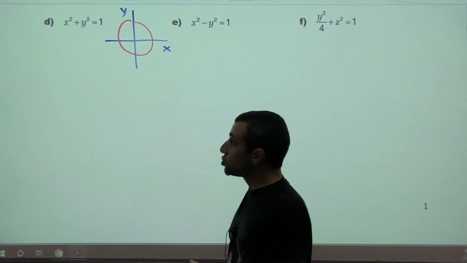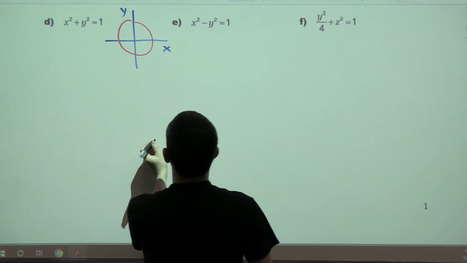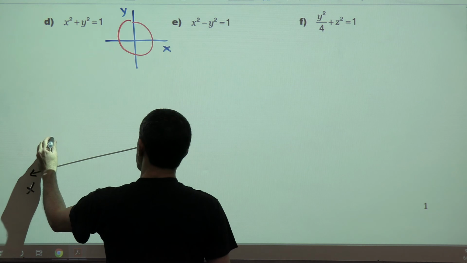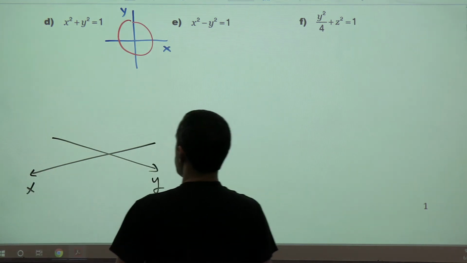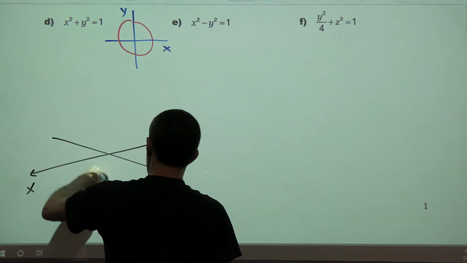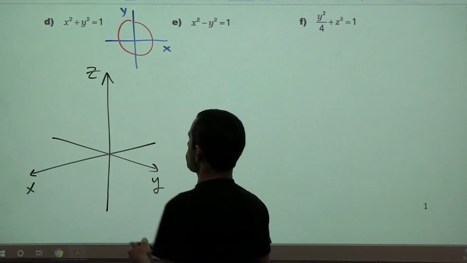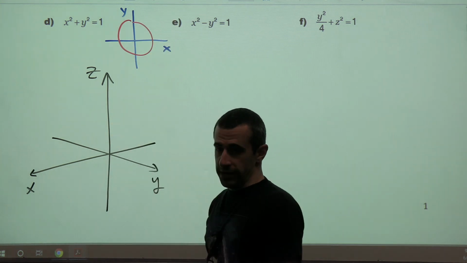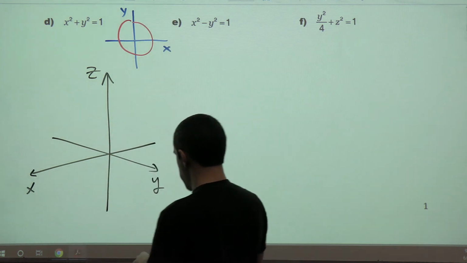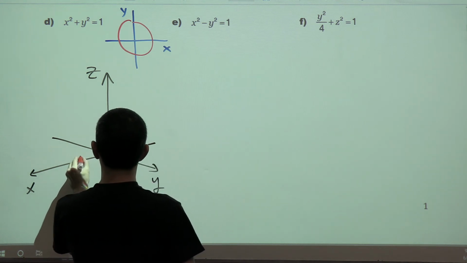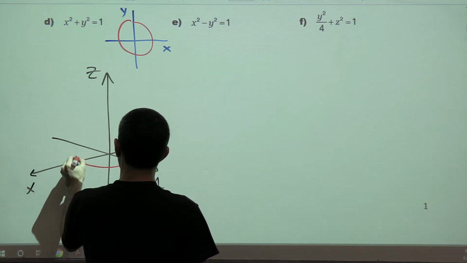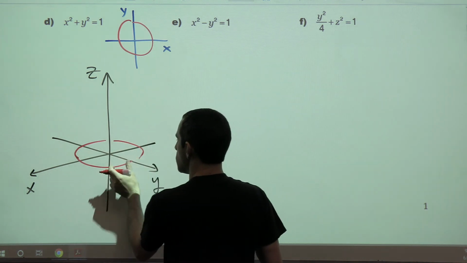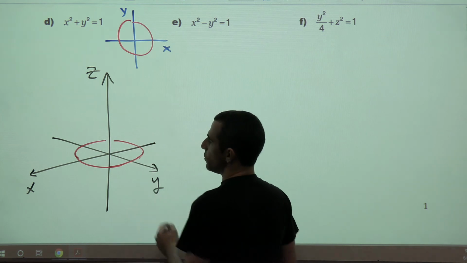So let's go ahead and start drawing the coordinate system in space. I'm going to draw the x and y axes as usual. X going this way, y going this way. And then my z-axis is perpendicular to that, so I'm going to draw it pointing straight up. And the first thing I'll do is copy down that cross-section in the xy plane. So that's supposed to be a circle in the xy plane with radius 1. So let me go ahead and do that now. So I drew my circle in the xy plane with radius 1.